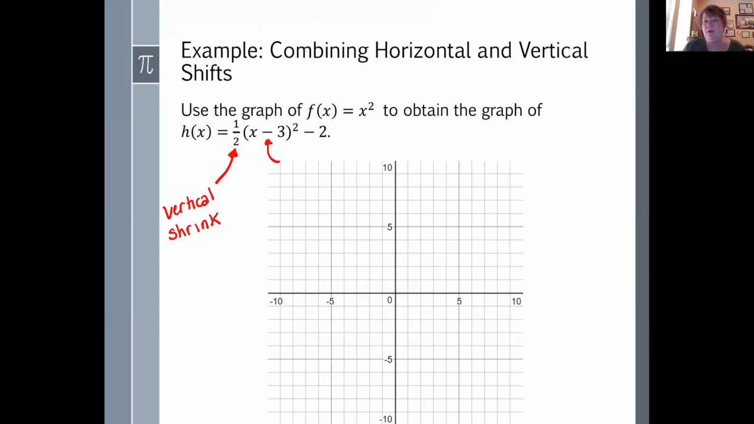Okay, what is the minus 3 doing? When I subtract 3 from the input x, so I have (x minus 3) squared, subtracting a number from x is a horizontal shift to the right. So that is a horizontal shift, and we're shifting to the right 3 units. All right, the minus 2: I'm subtracting 2 from the part of my function that's being squared. When I subtract 2, that is a vertical shift down.